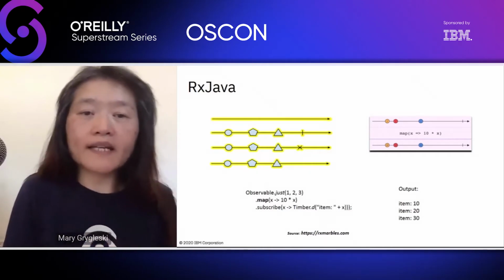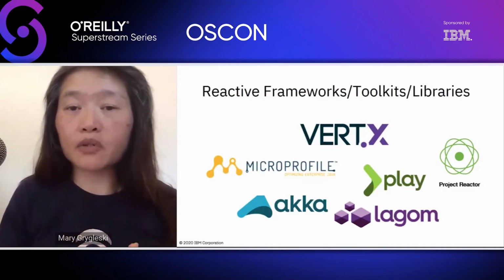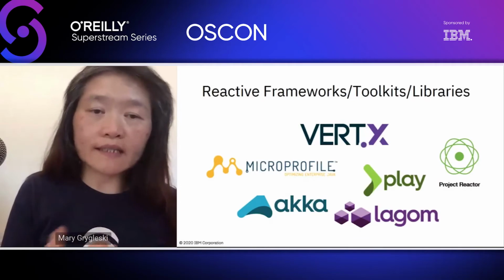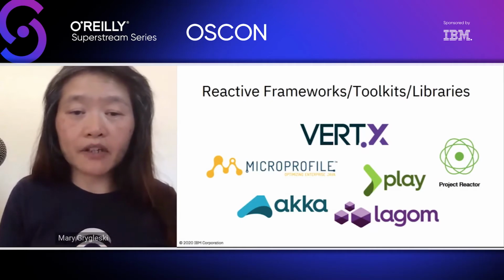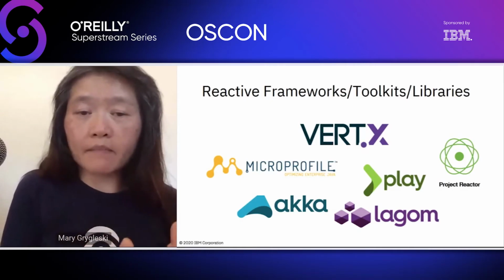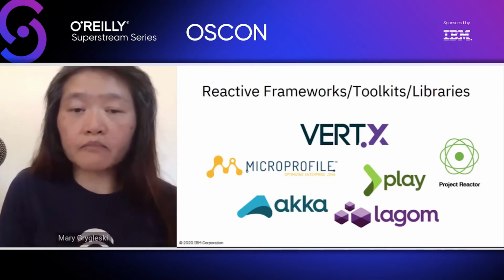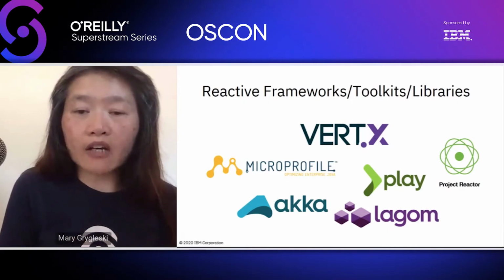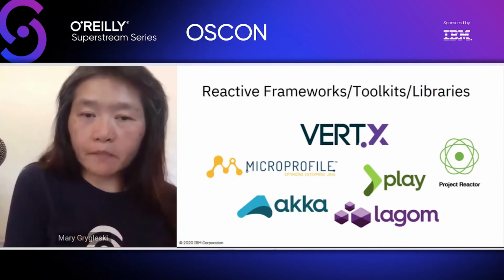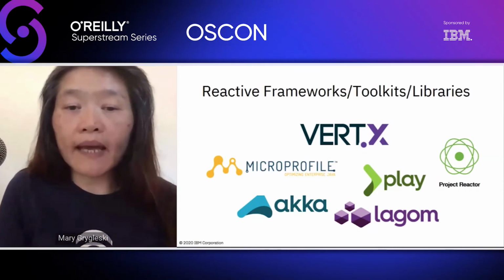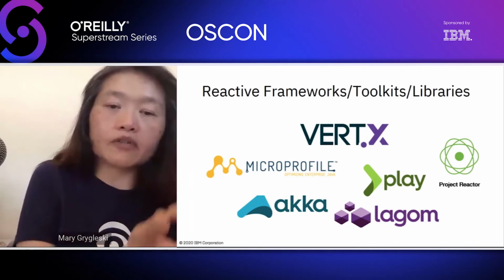And here too, let me also point out a few more popular reactive frameworks, toolkits, and libraries. You can see here is Vert.x, which is an Eclipse project, and MicroProfile, also an Eclipse project. And Akka came out of Lightbend, the company founded by Professor Martin Odersky, who invented Scala. Akka is also a very powerful reactive library. And in it too, there's Lagom, which is an opinionated microservices platform that's built on top of Akka. And also here with Play. Play is actually more a front-end web library that's basically built on top of Akka.